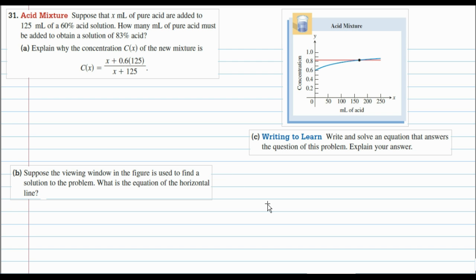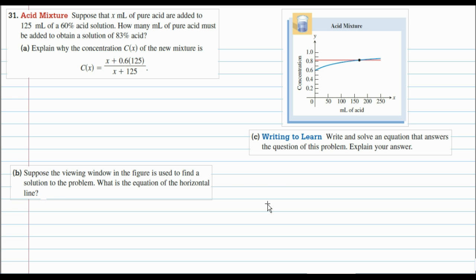The now try problem is number 31. Now they gave us the equation in this one and they're trying to ask us to make sense of it. So to read the original problem, suppose that x milliliters of pure acid are added to 125 milliliters of 60% acid solution. So similar to the previous example, we've got 125 total milliliters of solution, and 60% of that is pure acid. So like the bottom 60% is acid, the top 40% is water. Now we're going to add pure acid to make it more concentrated until 83% of the total mixture is acid.